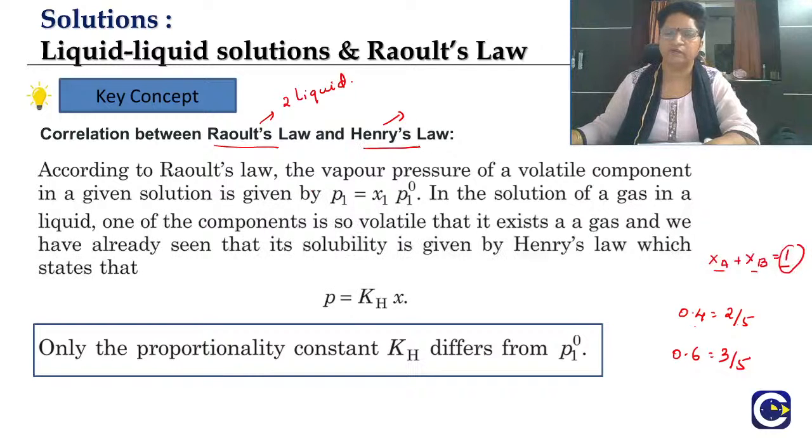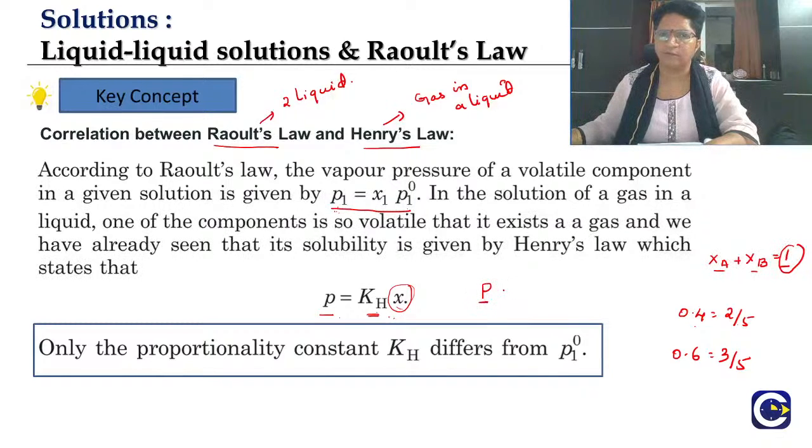So Henry's law talks about a gas in a liquid. What did we say about Henry's law? The pressure of the gas above the liquid is directly proportional to the mole fraction of the gas, and we have taken the Henry's constant Kh. Raoult's law says the same thing: the partial vapor pressure of a liquid in the mixture is directly proportional to the mole fraction of it. What does Raoult's law say? The partial vapor pressure is directly proportional to the mole fraction.